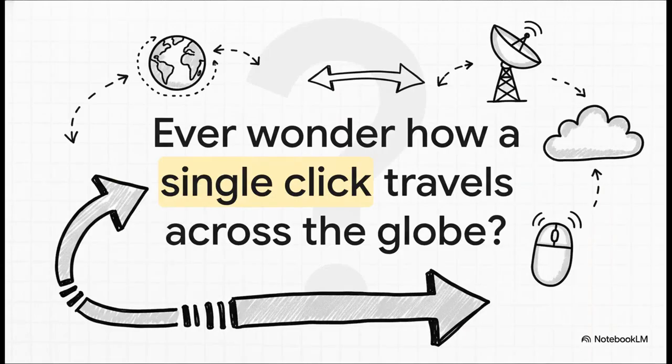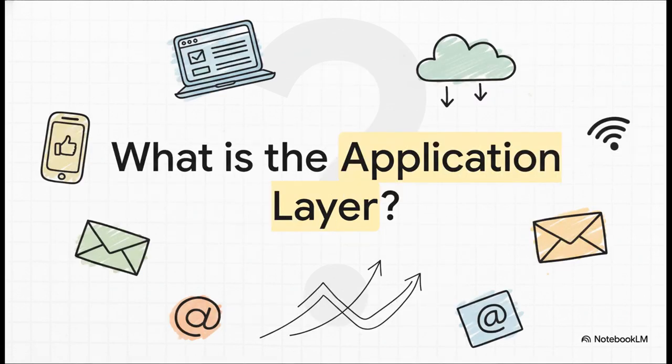So let me start with this. Have you ever just stopped and wondered what actually happens when you click on a link? I mean, how does that one simple action manage to grab information from a server that could be thousands of miles away, all in a fraction of a second? Well, the secret is a framework called the OSI model, which is basically the roadmap for all communication on the internet. Okay, a roadmap. I like that.